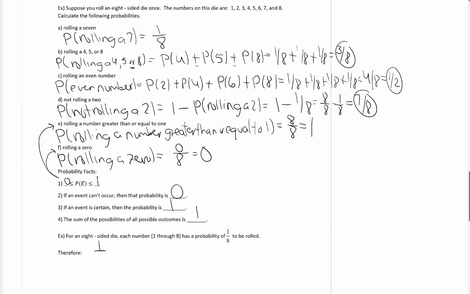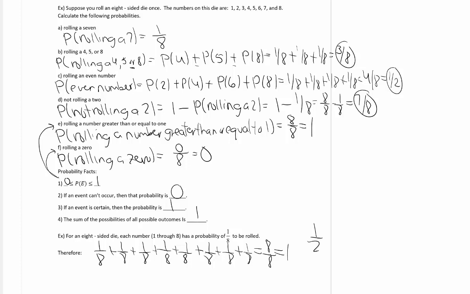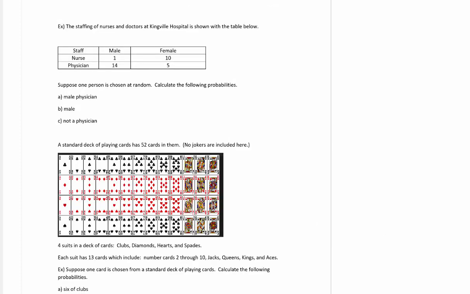So what does that mean? I could take 1/8 and add it 8 times. That's 8 over 8, that's 1. If I did a coin, half for heads plus half for tails would be 2 over 2, which is 1. Okay, let's take a look at the next example.